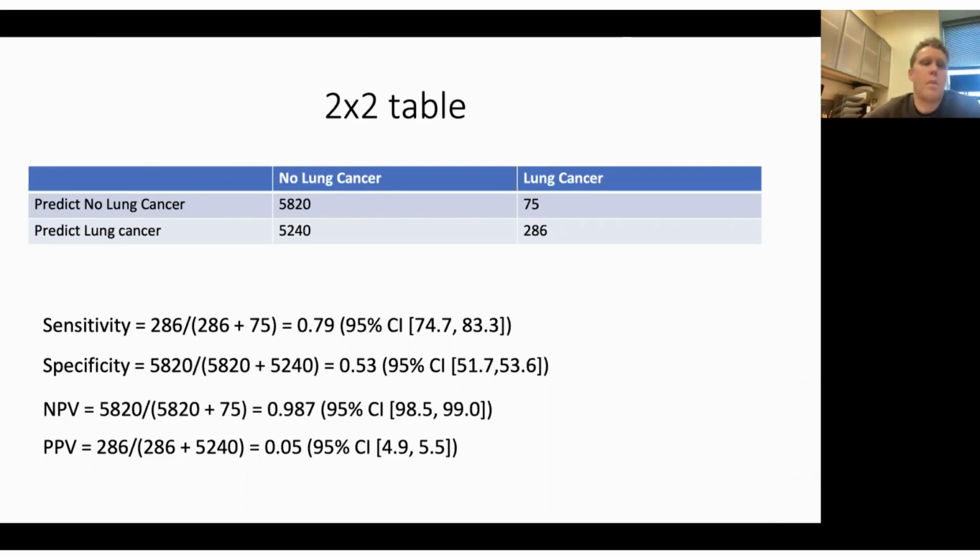But you have the opposite problem for the positive predictive value. Where the model predicts you to have lung cancer, which would be a total number of people 5,240 plus 286, how many of those actually had lung cancer? That was only 286. So you have a positive predictive value of 0.05. And again, that is pretty typical of a rare outcome situation, where the numerator can only get so high because there is just so few lung cancer cases in the data set.